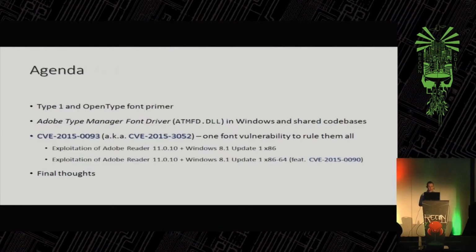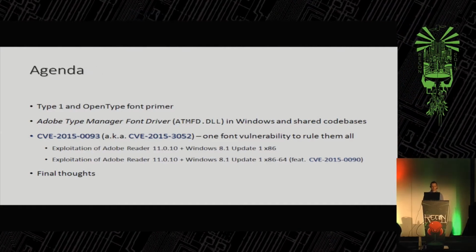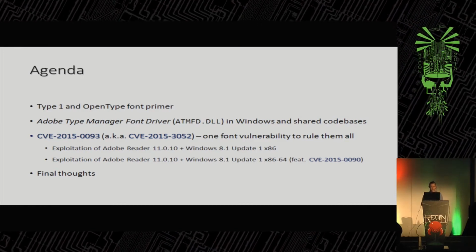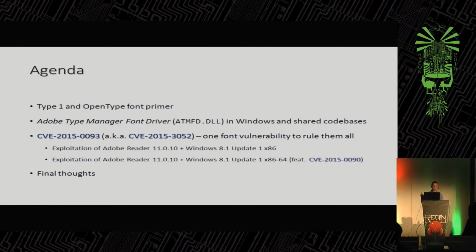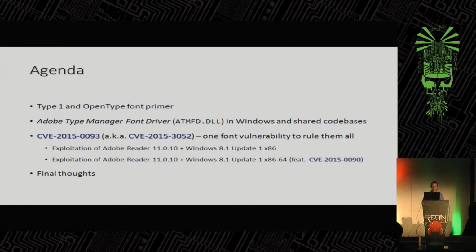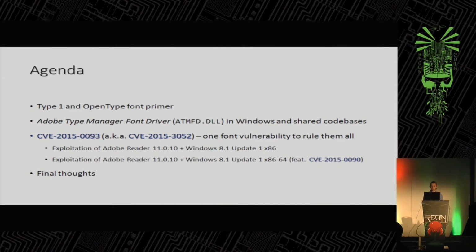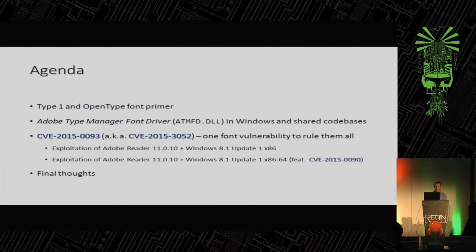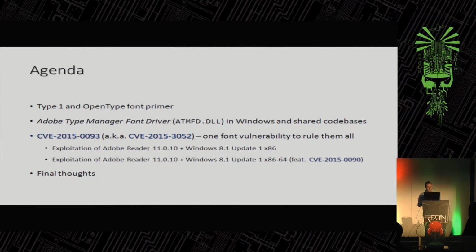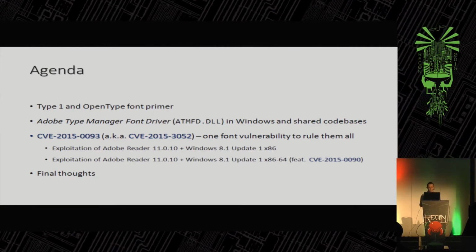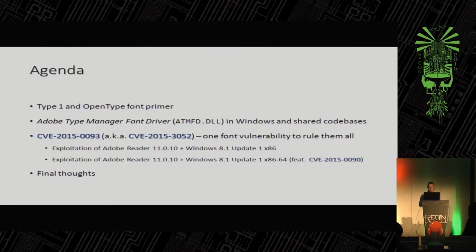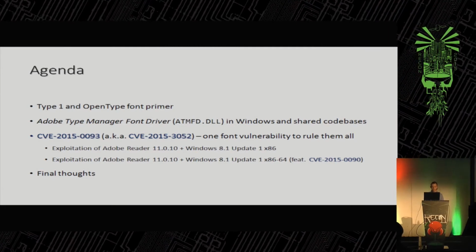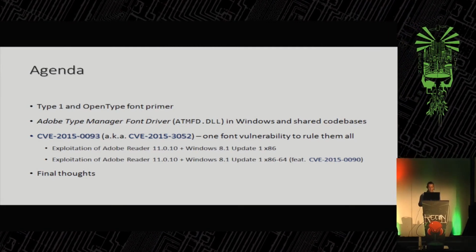So today we will talk about, first, the general structure of Type 1 and OpenType fonts. Then we'll talk about what Adobe Type Manager font driver is in the Windows kernel, and what other code bases also share the same code, because this is actually going to be quite an important part of the talk. And then we'll talk about exploitation of one specific vulnerability, which has two CVEs assigned to it, but it's actually one bug. First, we're going to own Adobe Reader 11 on Windows 8.1 32-bit, and then we're going to do the same thing on 64 bits with the help of another vulnerability. And then I will provide some final thoughts.